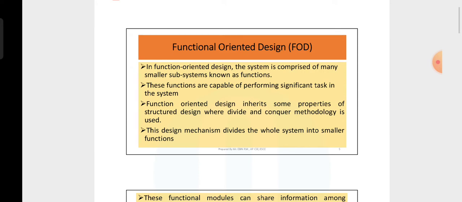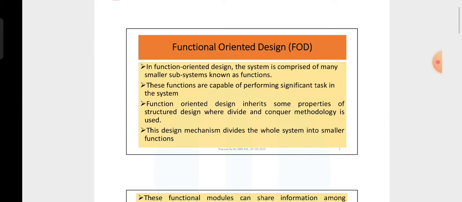Okay, so these functions are capable of performing significant tasks in that system. Function oriented design inherits some properties of structured design, where the divide and conquer strategy methodology is used. Divide and conquer methodology means what? You take the whole program, you divide it into problems, again you divide it, then you solve it individually, and then you combine it. That is, first you divide it and then you combine it.